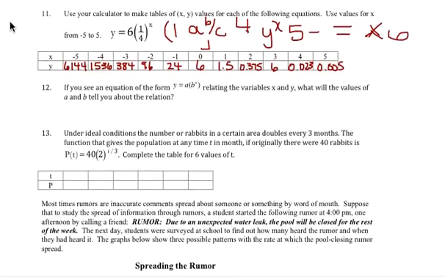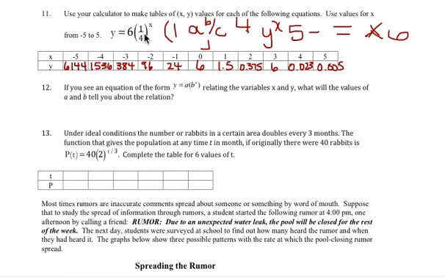Okay, let's look at number 12. Number 12 says, if you see an equation of the form y equals a times b to the x, relating the variables x and y, what will the values of a and b tell you about the relation? What that means is if you have a function that looks like this, but of course you would have a number for a and a number for b, like up here. See how we have x and y, but a in this example in number 11 is 6 and b is 1/4. Do you see that? It wants to know what do a and b tell us about this function.